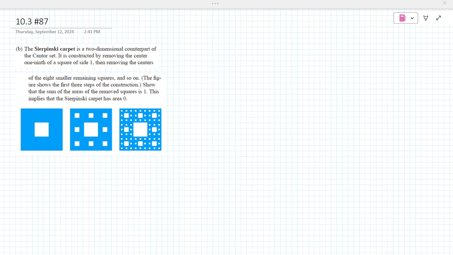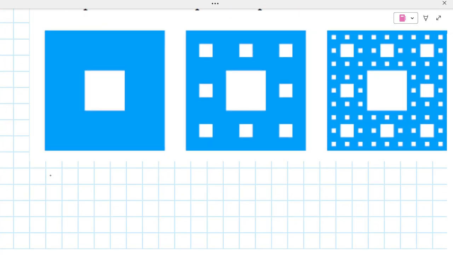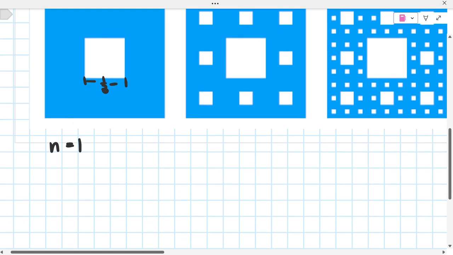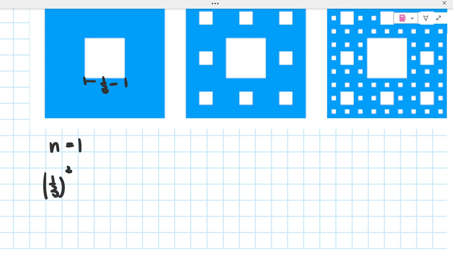Show that the sum of the areas of the removed squares is 1. This implies that the Sierpinski carpet has an area of 0. So when n is equal to 1, the side length of the square that we're going to remove is going to be 1/3 of the side length of the original carpet. And because the side length of our original carpet is just 1, the side length of the square that we're going to remove is just going to be 1/3. So the area of that square is just going to be 1/3 squared.